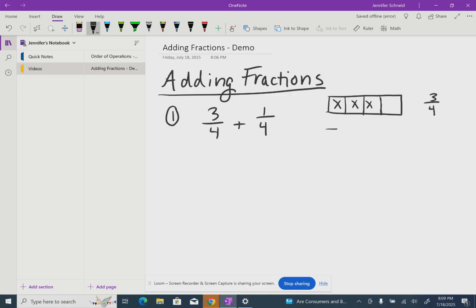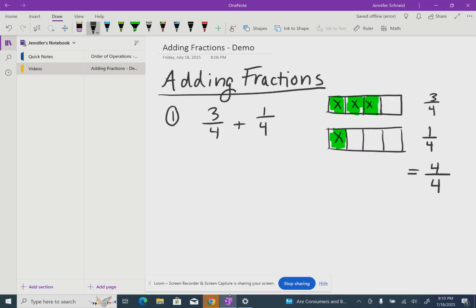Now if I eat 1/4, same candy bar cut into 4 equal pieces, I'm only eating 1. So if you look at this, that's 1/4 here, then if I take all of the eaten pieces together, I have 4 of the 4th pieces, right? So I have 4 out of 4.